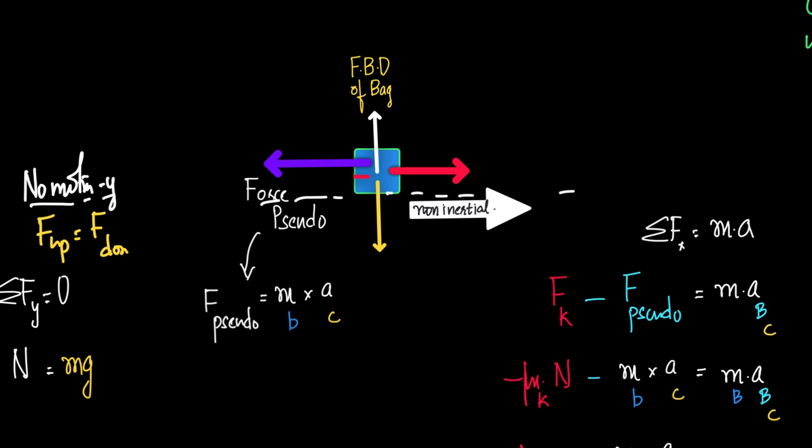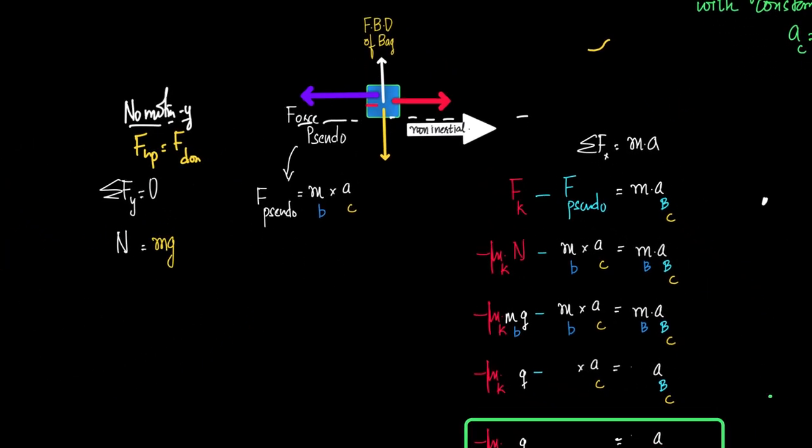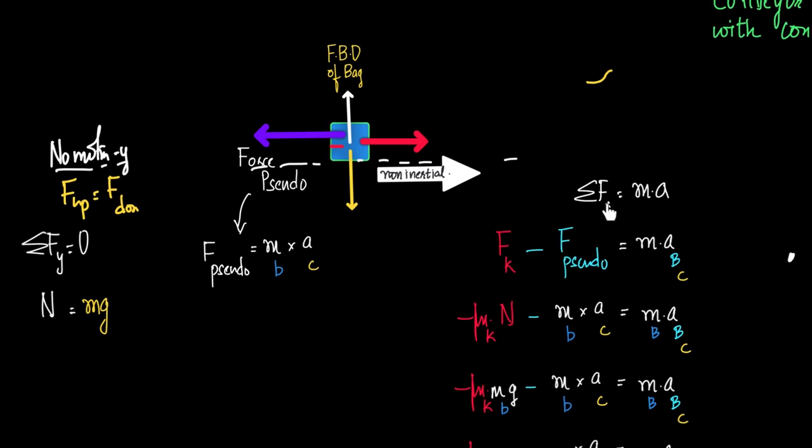Now, when we consider sigma Fx, what else needs to be included here? As we said earlier, we also need to include the pseudo force. And what is the magnitude of pseudo force? It is mb into AC. Now, there is a mistake in this derivation. Let me give you a minute. Will you be able to find out what the mistake is?